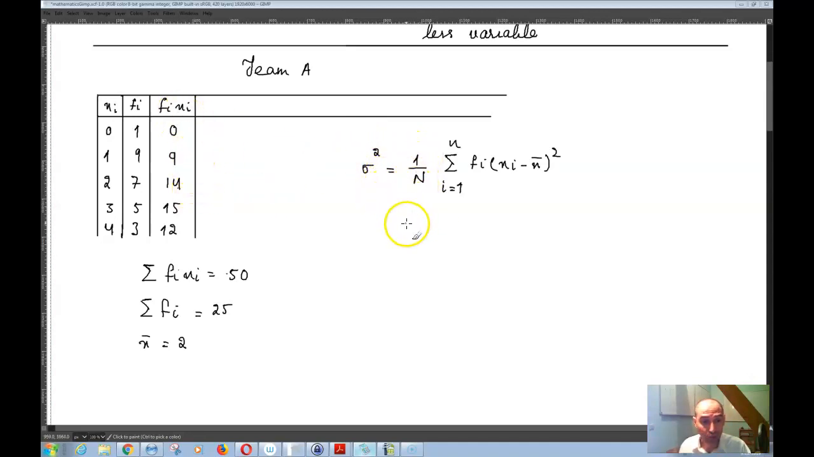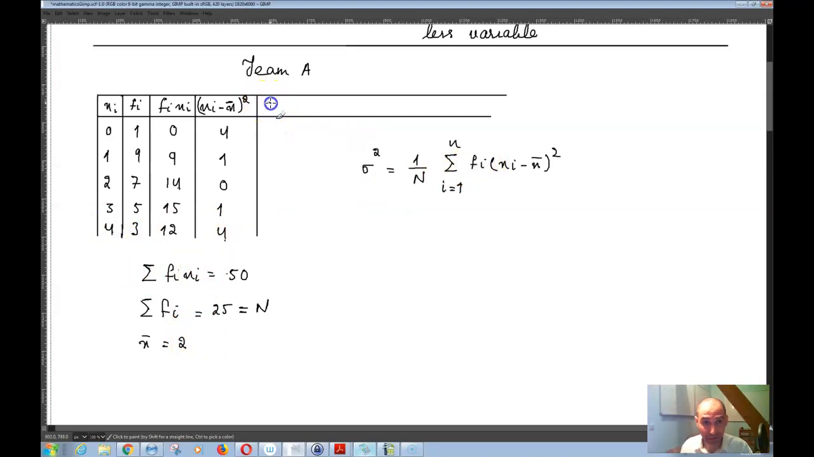So 1 over n is nothing but basically sigma f of I, that you already know. And I need to calculate x of I minus x bar, whole squared, which in this case is equal to, for example, 0 minus 2, which is negative 2. Negative 2 squared is equal to 4. 1 minus 2 is equal to negative 1. Negative 1 squared is equal to 1. 2 minus 2 is 0. 3 minus 2 is equal to 1. So 1 squared is 1. 4 minus 2, 2. 2 squared is equal to 4.